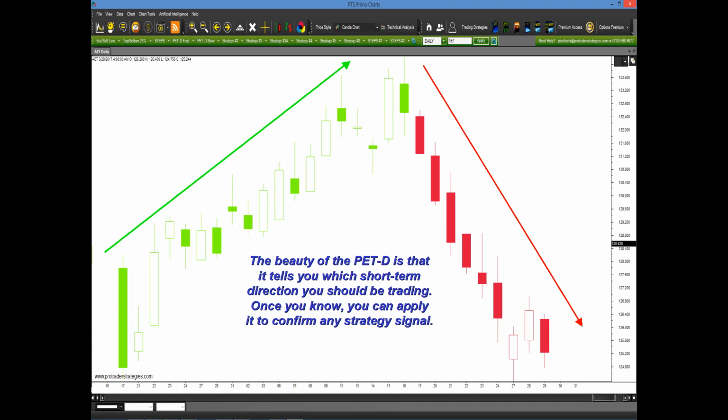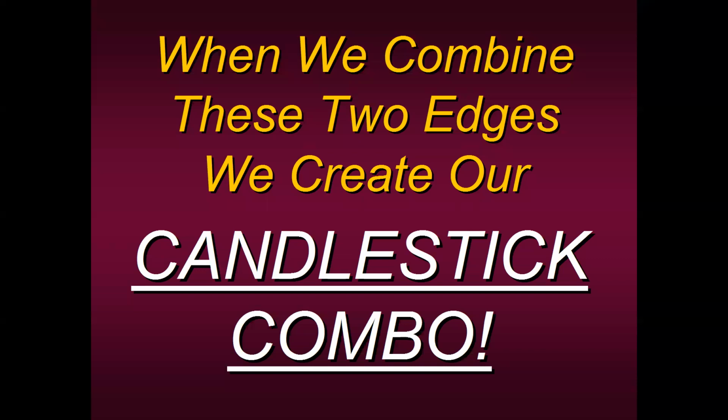So how are we going to use it today? Well, remember those 2 edges. When we combine these 2 edges, strategy 5, along with the PET D, we create our candlestick combo, one of our most popular trading packages at Specialist Trading and Pro Trader Strategies. So that's what we're going to be talking about today, the candlestick combo, because this, I strongly believe, will get you on to that road of consistency. Will get you the type of results you've been searching for with candlesticks.